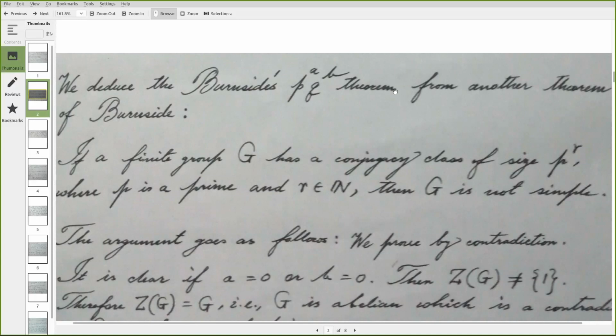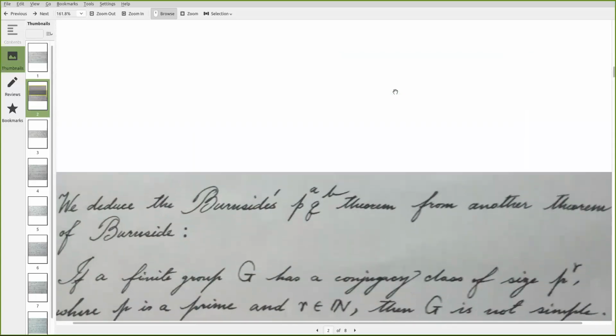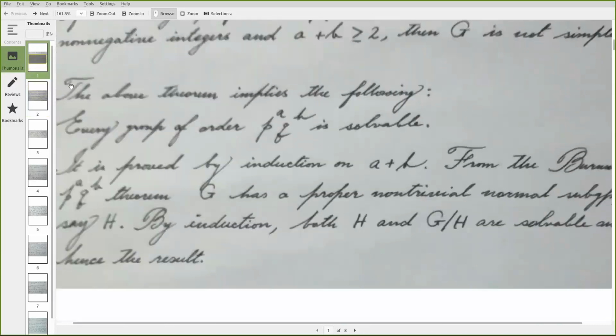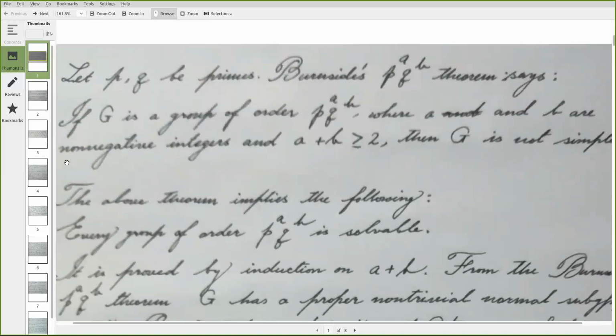Let me tell you again that this is what we have derived from Burnside's p to the power a, q to the power b theorem. Usually in textbooks, by Burnside's theorem, most mention this one. Yes, it's also proved by Burnside, but actually he proved something.